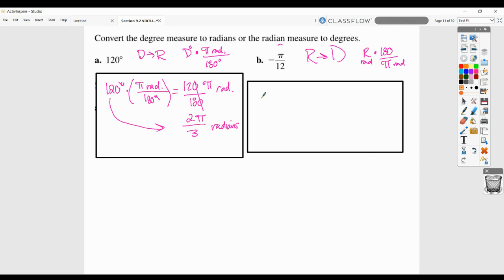So let's try one. Negative pi over 12, I'm converting that to degrees. So you multiply this by 180 over pi. Watch what happens. The pi's cancel. You multiply straight across. Negative 180, and this is degrees, over 12. So I simplify that. 180 divided by 12 is 15. Is it okay to have negative degree measurements? Yes, we just saw that. And that's literally what you're doing every time.